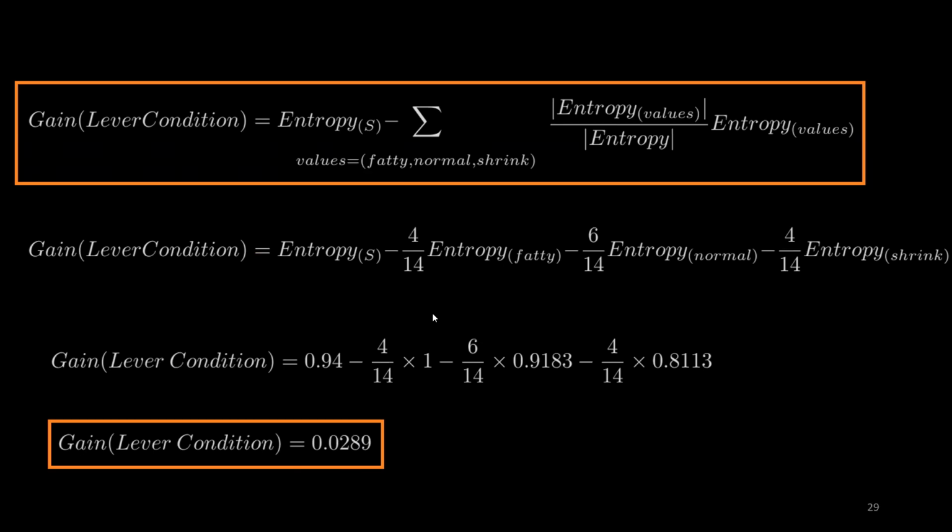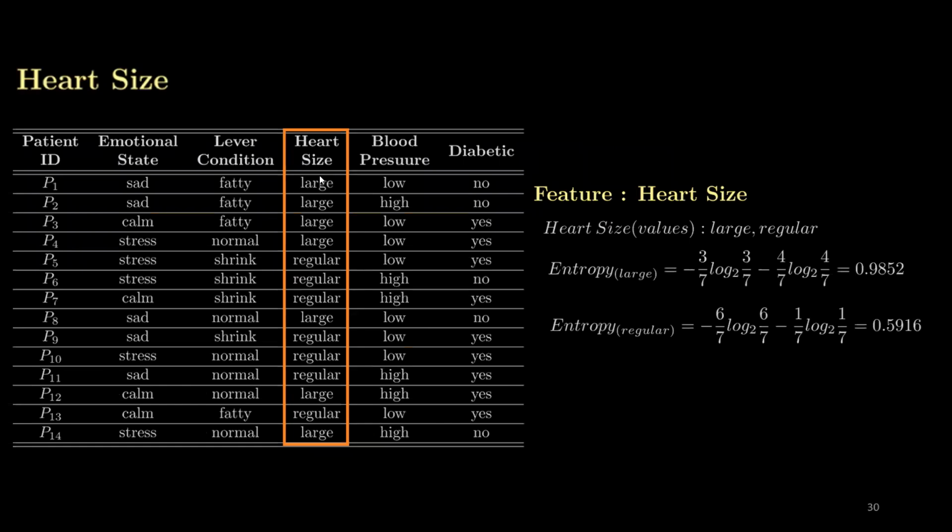Now it's time to go for our third feature, which is heart size. We will apply the same concept to heart size. It has only 2 values, large and regular. Large appears 7 times and regular also appears 7 times. In large, there are 3 appearances with the class yes and 4 appearances with the class no. So this is our entropy of the value large.